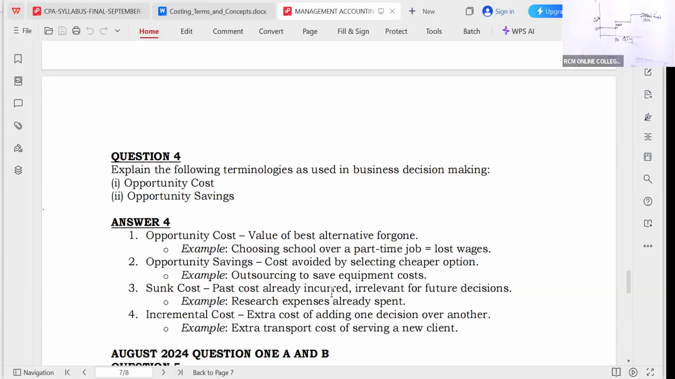Sunk costs are past costs already incurred, irrelevant for future decisions. Examples are such expenses already spent. Then we have an incremental cost, the extra cost of adding one decision over another. Incremental cost, ladies and gentlemen, comes from the word increase. For example, should we decide to produce one more chair, what is this extra cost? Should we decide to bring in one extra supervisor, what is that extra cost? That is what we call an incremental cost.